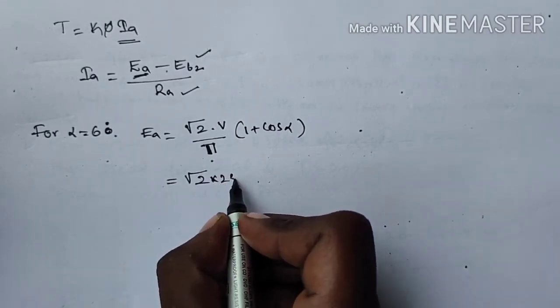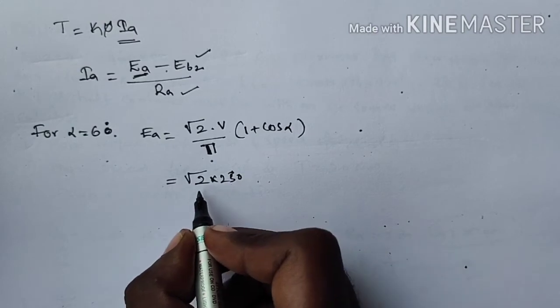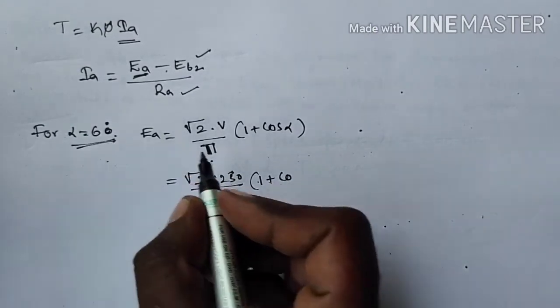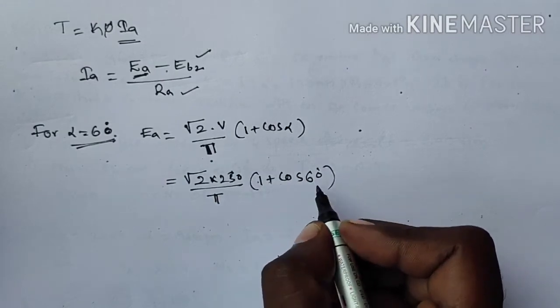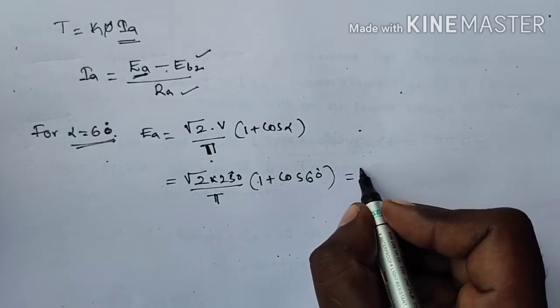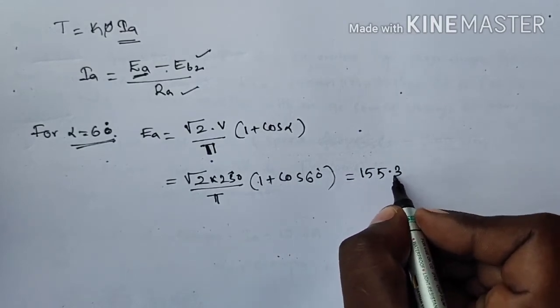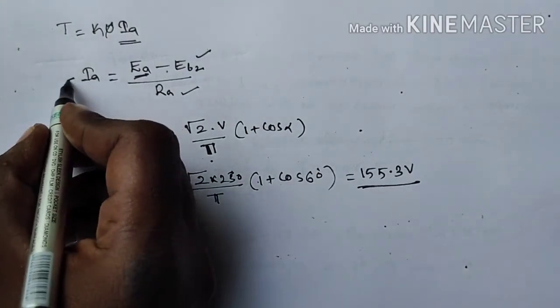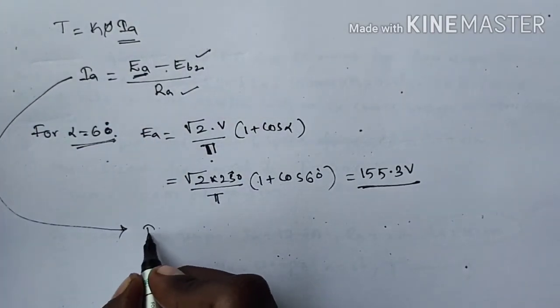Now you substitute root 2 into 230 by pi into 1 plus cos alpha. How much do you have to substitute? Cos 60 degrees. Now what is the answer here? The answer is 155.3 volts.